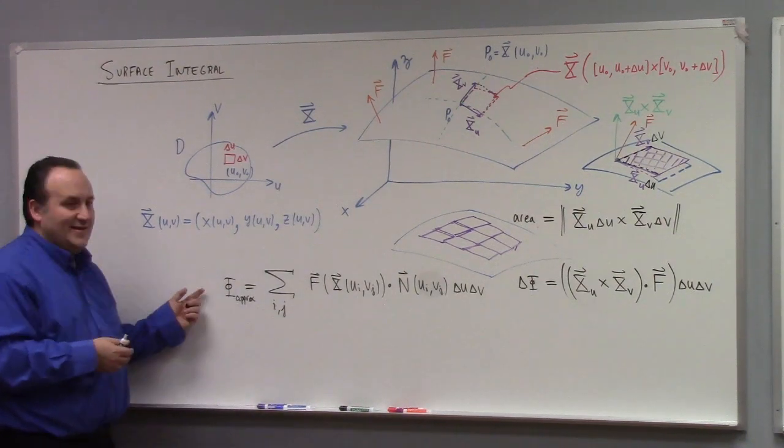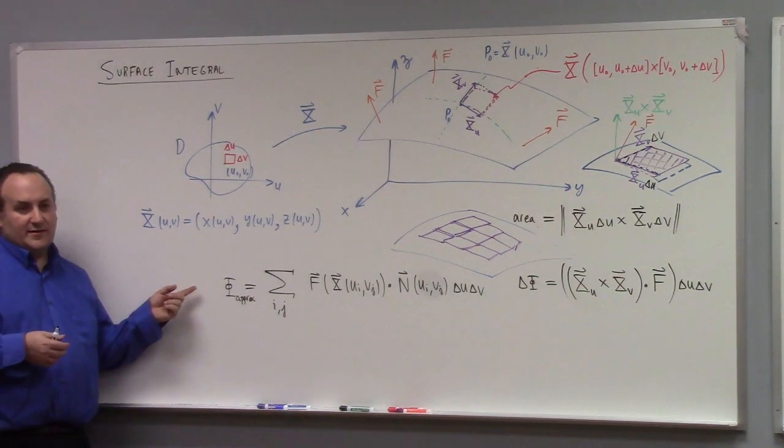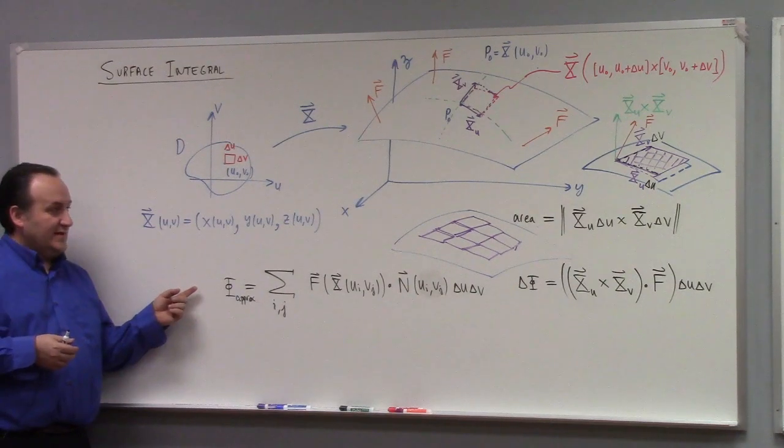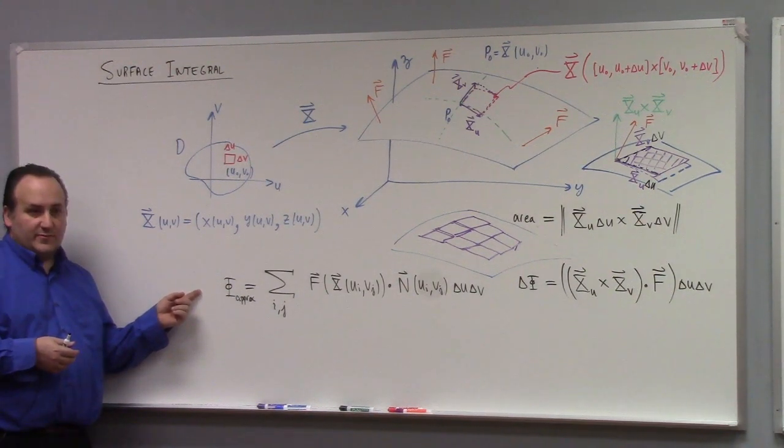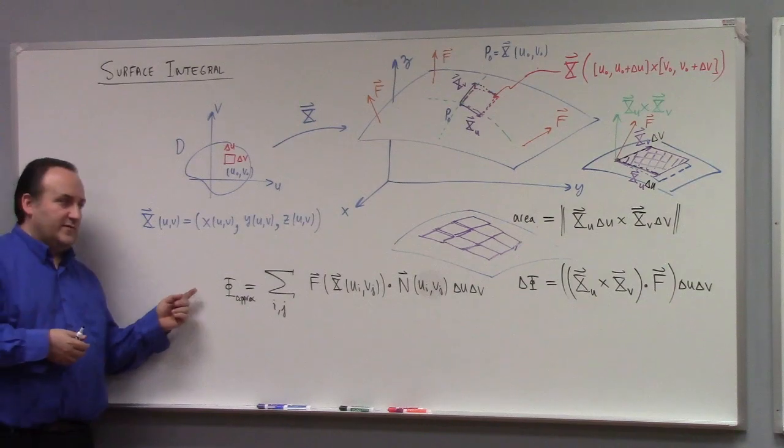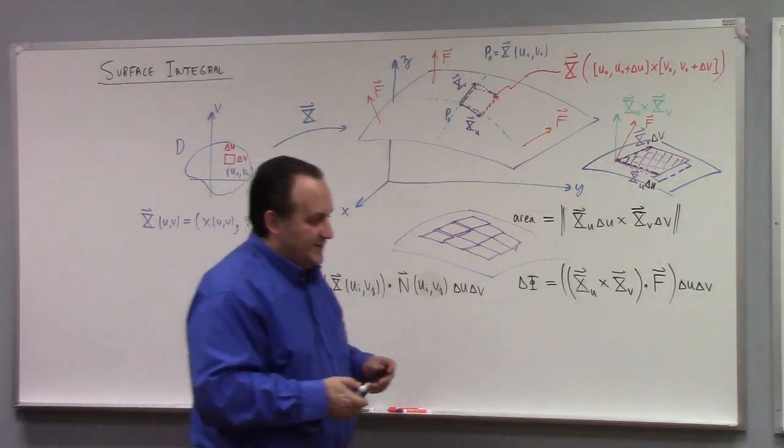Anyway, so in the limit, as delta u delta v goes to 0, which is, of course, exactly the same limit as i and j both going to infinity, what does this become? It becomes the integral, right? So for these reasons, we make the following definition.